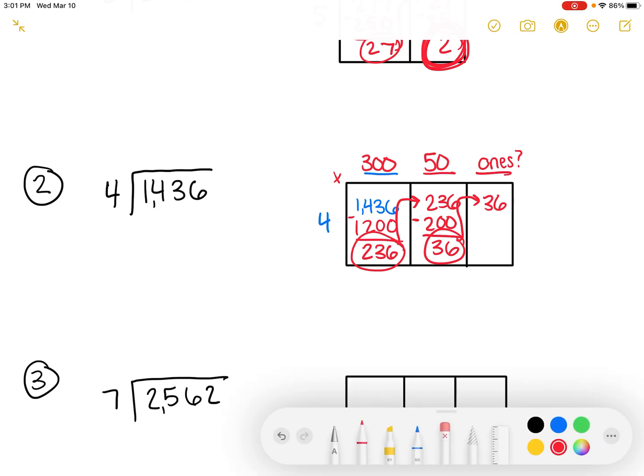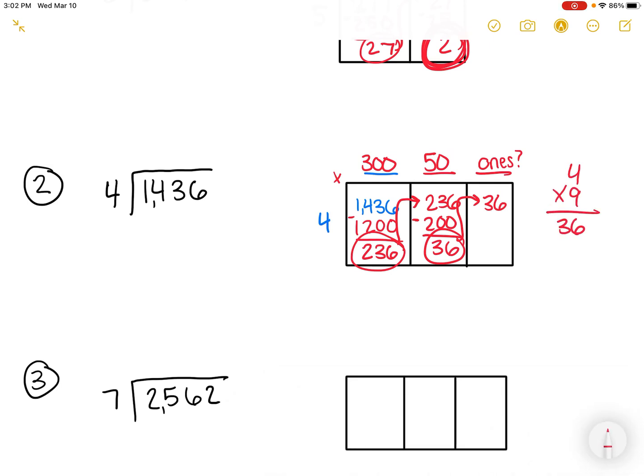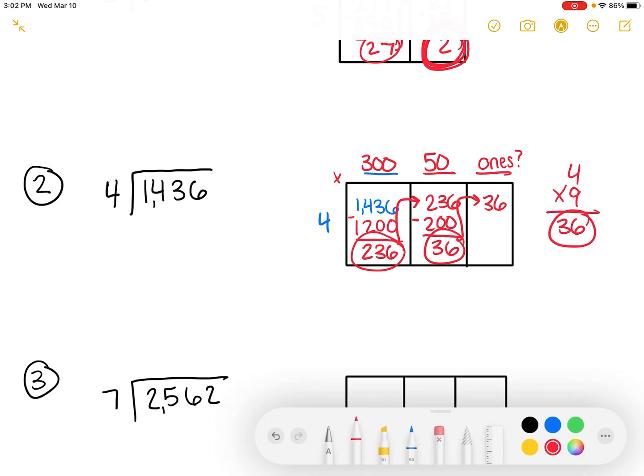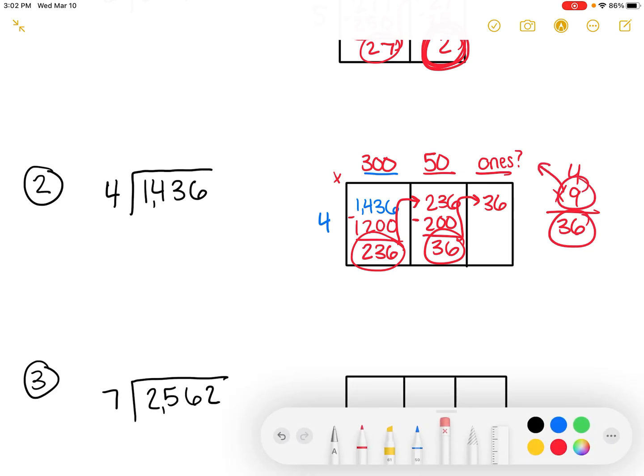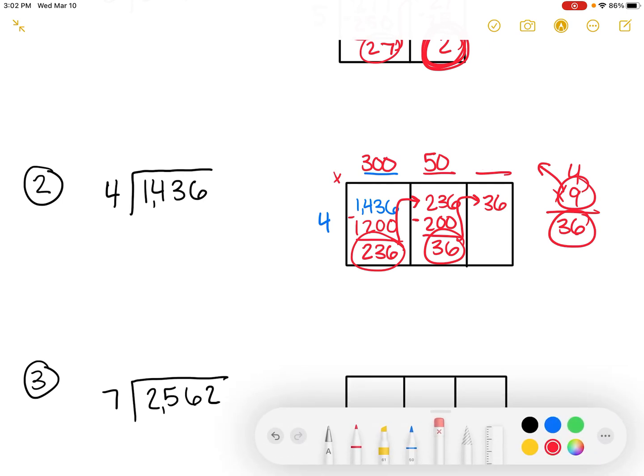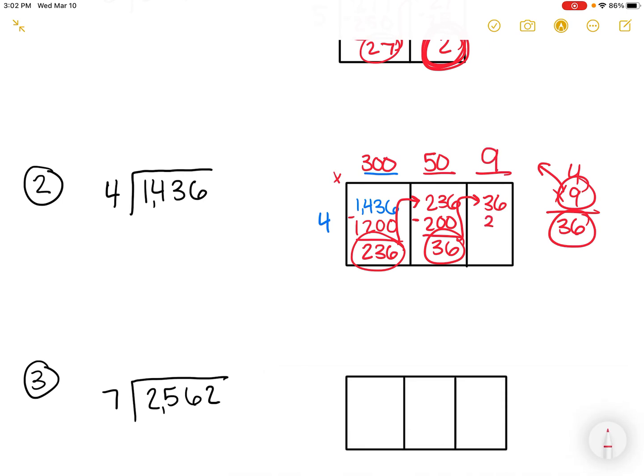So let's think. I'm going to count by 4s in my head and see if I can get close to 36. 4, 8, 12, 16, 20, 24, 28, 32, 36. So that was 9 fingers. So 4 times 9 gives me 36 exactly. So that means I'm going to use 9 ones to get to 36. So 9 times 4 gives me 36.